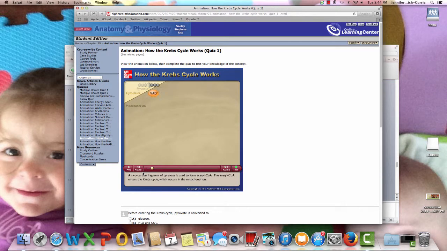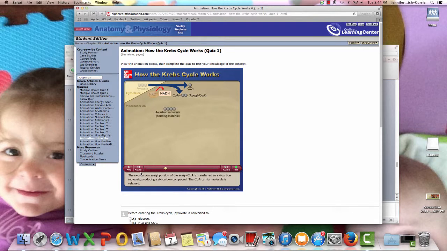A 2-carbon fragment of pyruvate is used to form acetyl-CoA. The acetyl-CoA enters the Krebs cycle, which occurs in the mitochondrion. During the conversion of pyruvate to acetyl-CoA, carbon dioxide, CO2, is produced, and a molecule of NADH is formed.